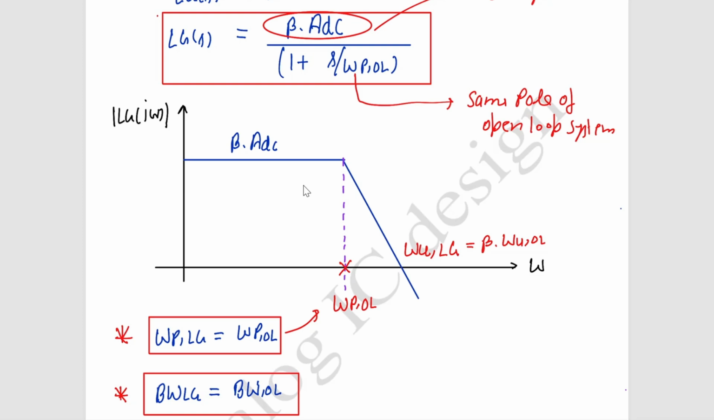We are not moving on the same curve. This is a different curve. If we were moving on the same curve, then as your DC gain increases, your bandwidth would increase. But this curve and the open loop system curve are different. We are moving on a different curve, so that will not be the case. Here you don't say that you decrease your DC gain so your bandwidth will increase. No, here the bandwidth is constant. You decrease your DC gain, so your unity gain frequency will change.